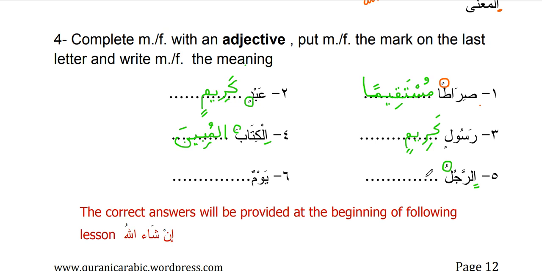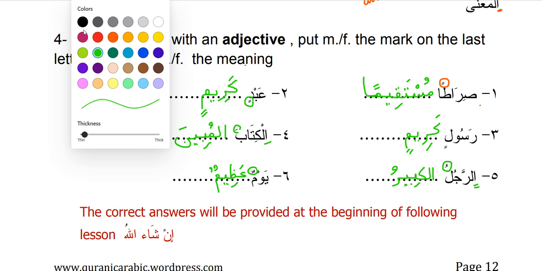Ar-rajulu al-kabiru means big man. Al-kabiru. Same haraka. Yawmun azimun. Tanween, so I need to put azimun. So it's the great day. So let's put the meanings here.